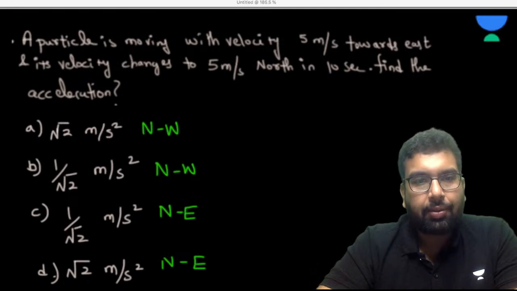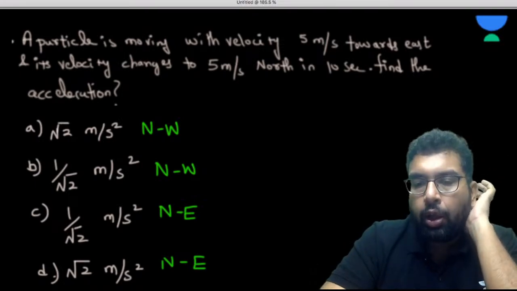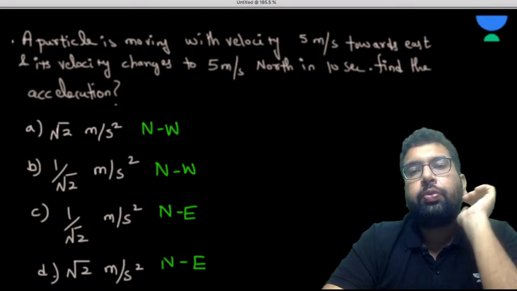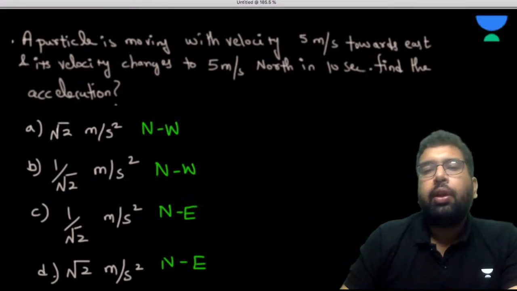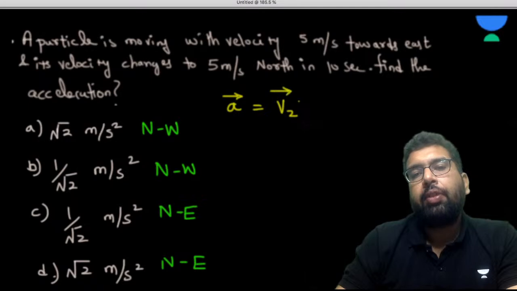Your final answer. That is the wrong answer. I'll do it now. Please observe. So it says a particle is moving with a velocity of 5 meter per second towards east, and its velocity changes to 5 meter per second north in 10 seconds. Find the acceleration. Now I hope we understand that acceleration is given by change in velocity, that is final velocity minus initial velocity upon change in time.